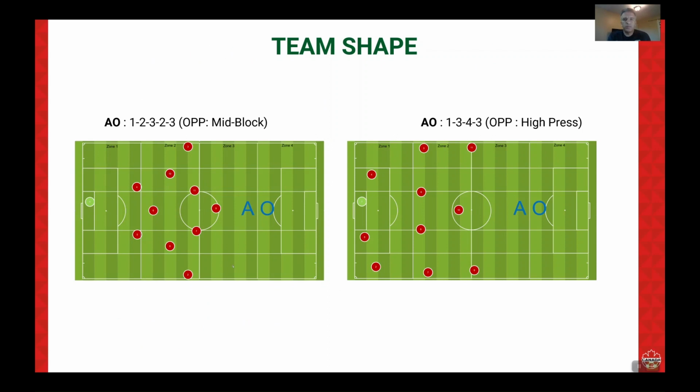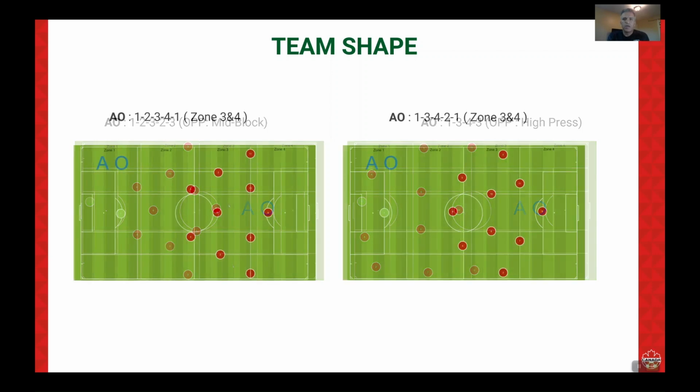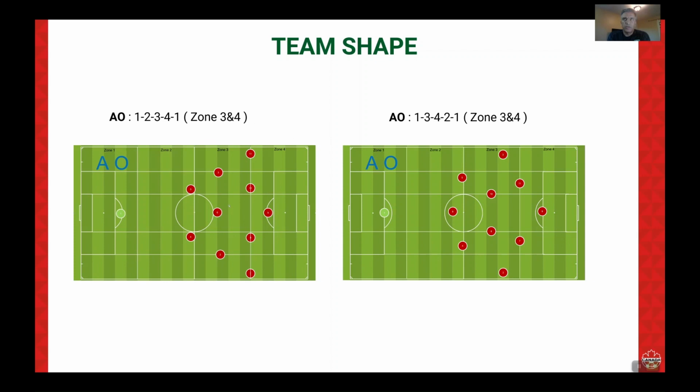Team shape based on the opponent can be different. For the first slide, as you can see, this is the formation for the build-up phase. The left side is when the opponent starts defending in a mid block, and the right side is when the opponent starts pressing high. I will explain these two situations later. Another shape is when the opponent starts defending in a low block, and the formation can be 2-3-4-1 or 3-4-2-1.